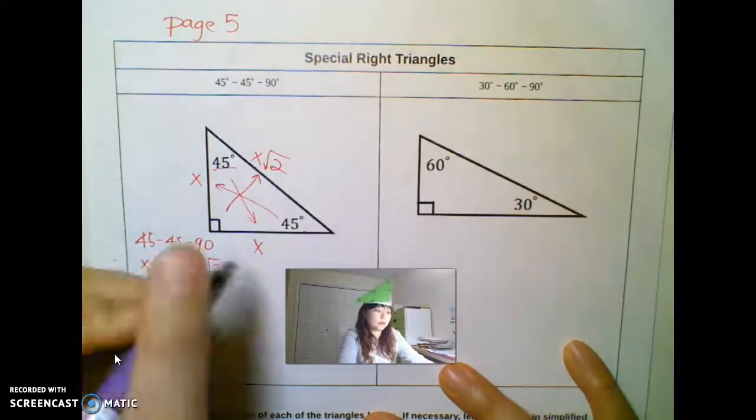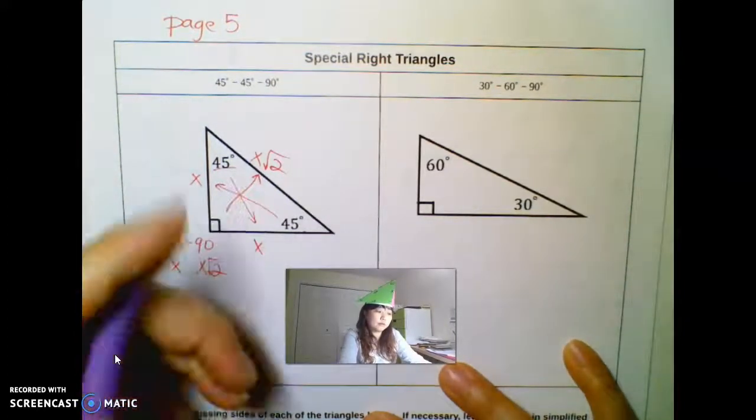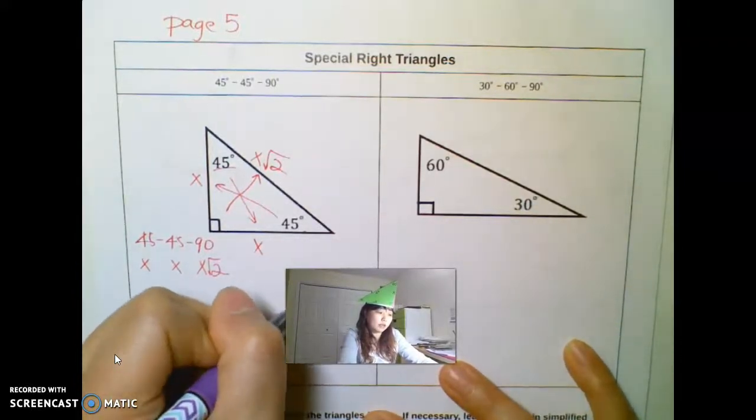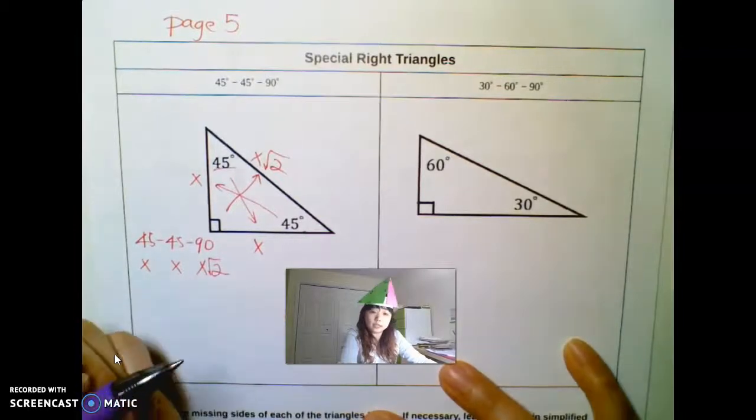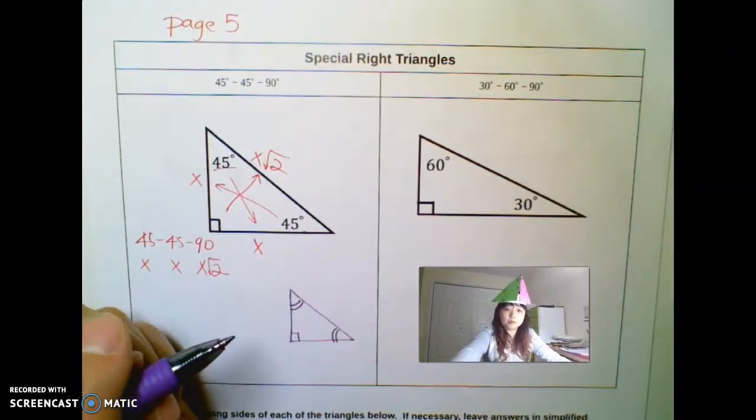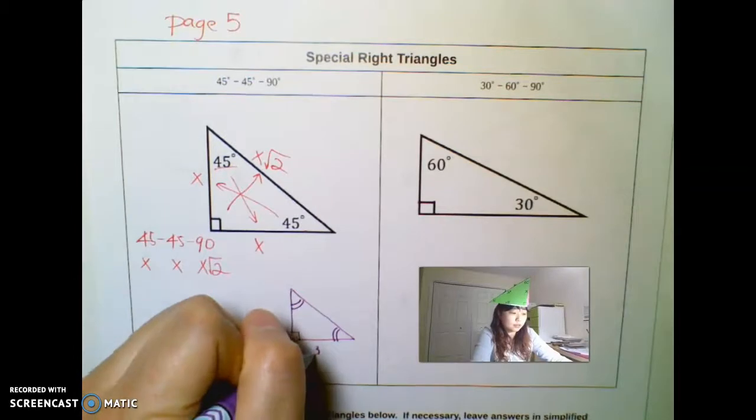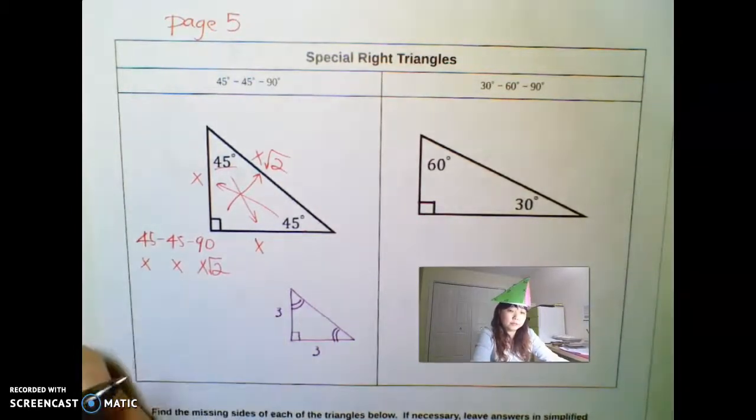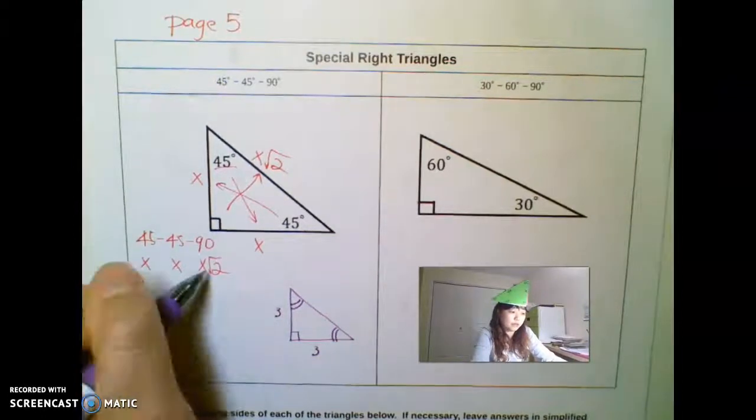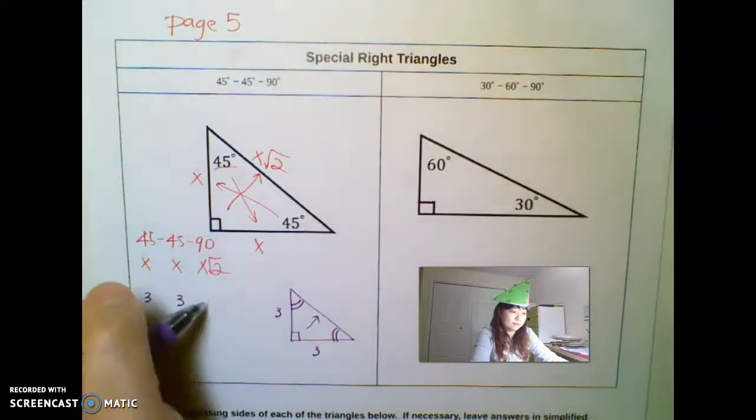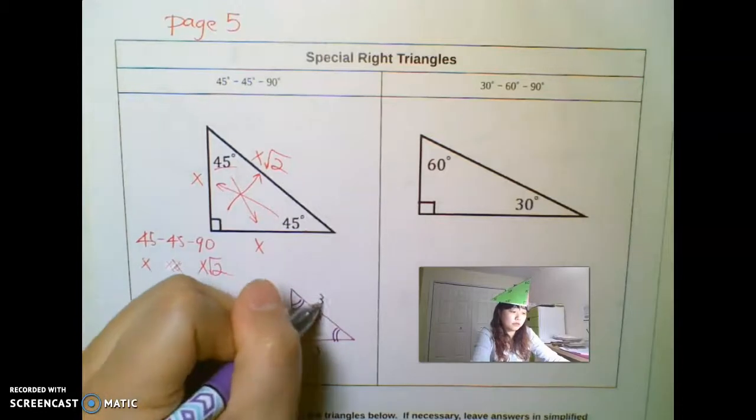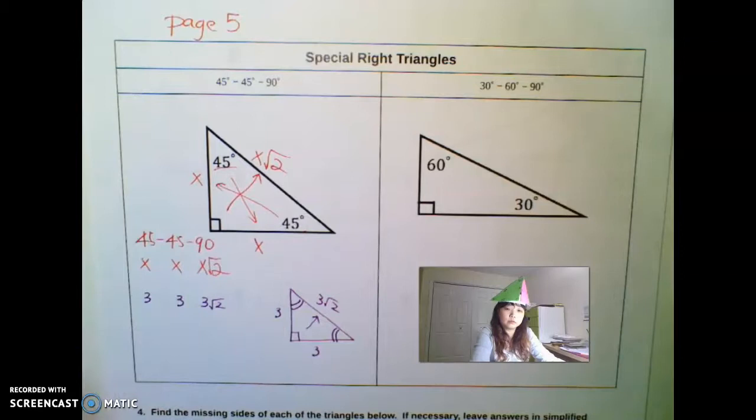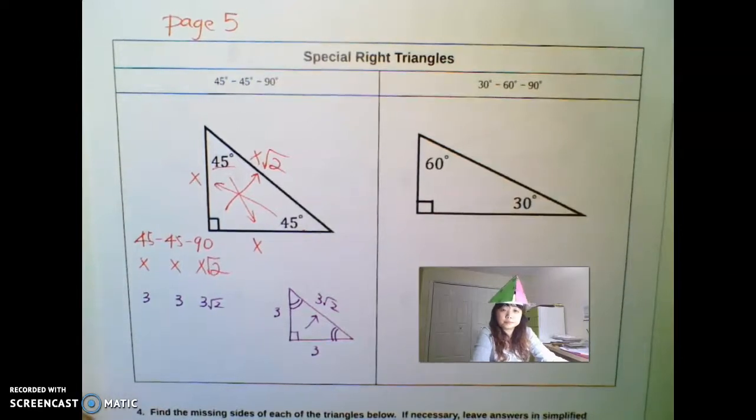So let's say, for example, your opposite of 45 is 3. A lot of times you might even see marking instead of saying that it will be 45. So let's say this is 3, then opposite of the other 45 is also 3. And opposite of 90, the hypotenuse, would be 3 root 2, because it's always going to be x times square root of 2. That's it.